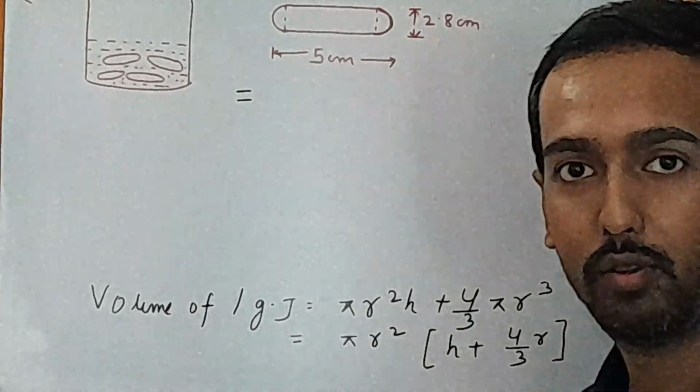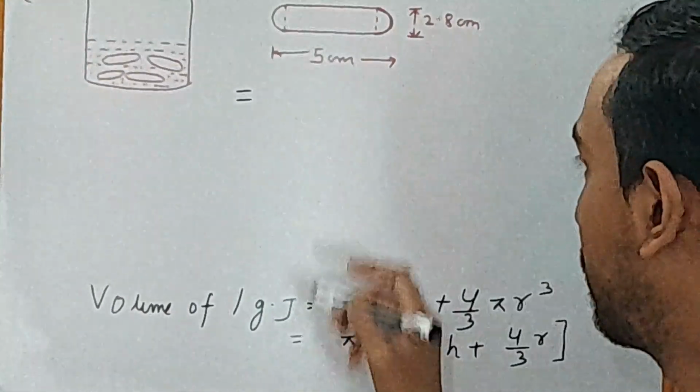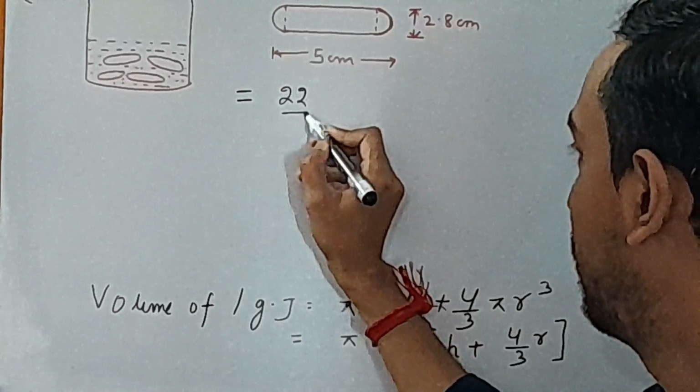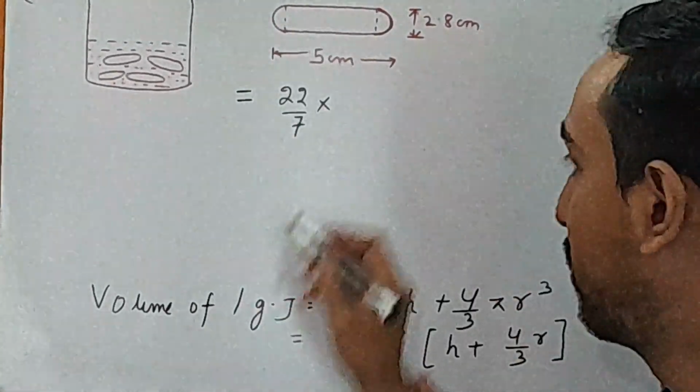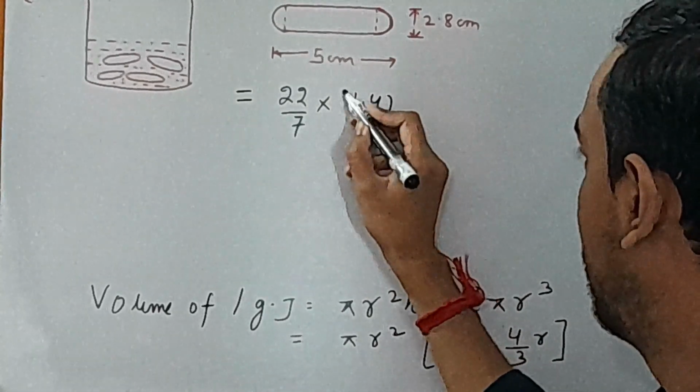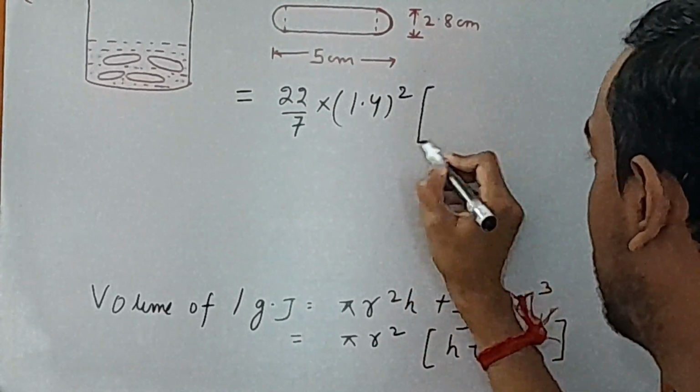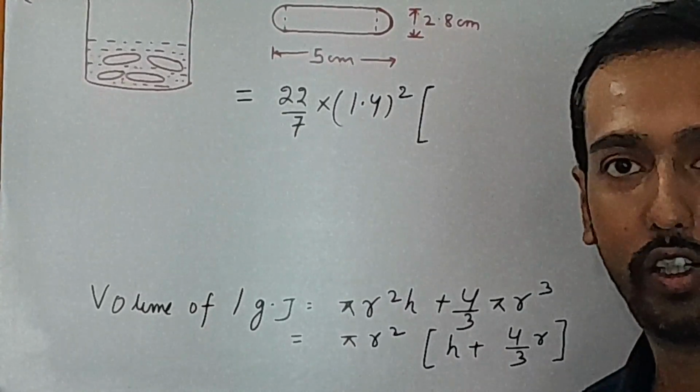So let's put out the values first. In terms of pi we write 22 by 7 multiplied by r, which is 1.4. Now what will be the height of the cylindrical part?